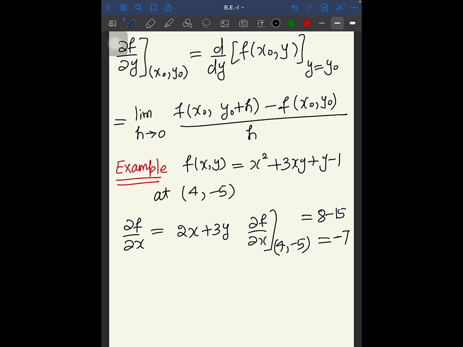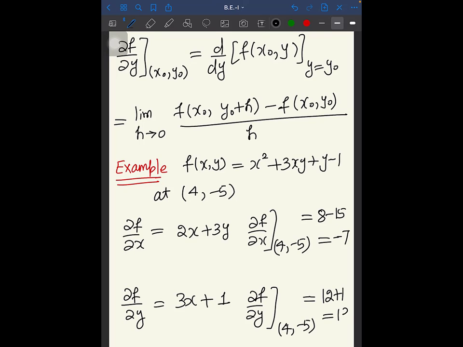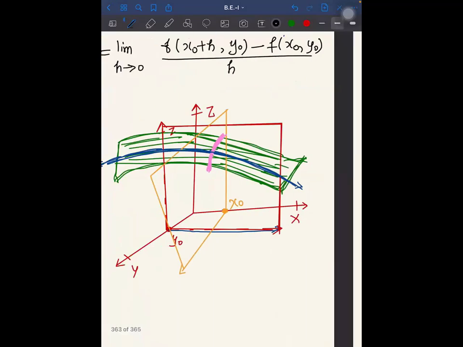So now we differentiate f with respect to y, which is equal to, if you take the derivative of x square with respect to y, that would be 0, and the derivative of 3xy with respect to y would be 3x, plus the derivative of y with respect to y is 1, and minus 1 is constant, so its derivative would be 0. So now if you take curly f upon curly y at (4, -5), you don't have y in the expression, so you put x equal to 4 over here, so it becomes 12 plus 1, 13. So you got the idea?